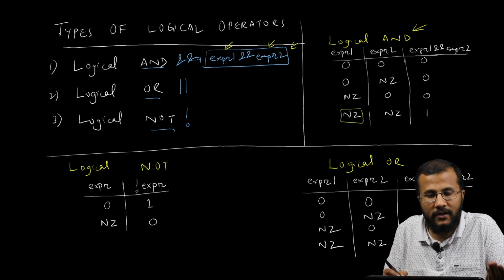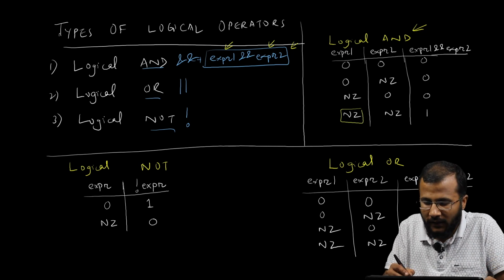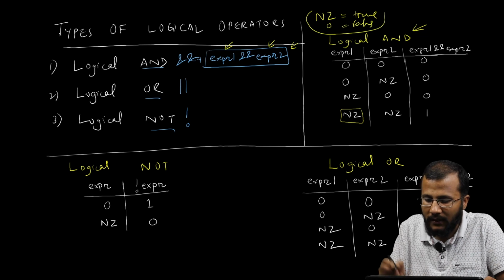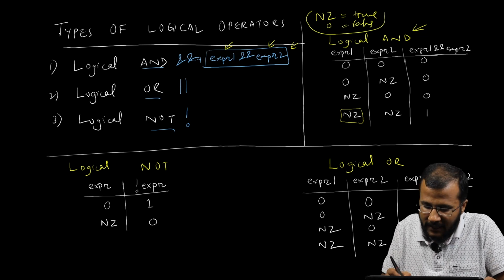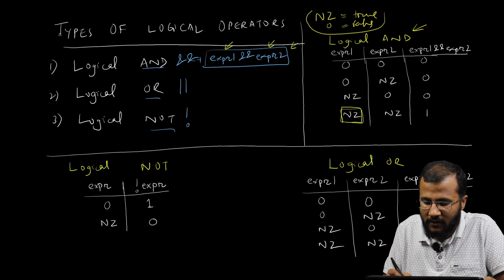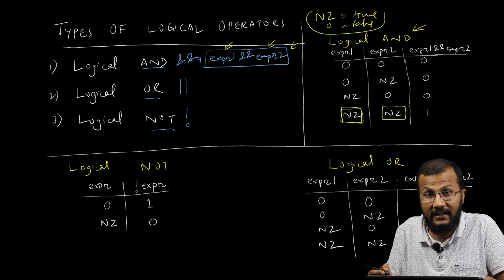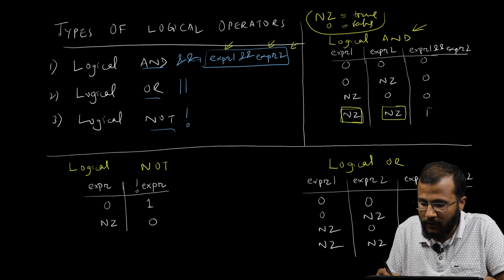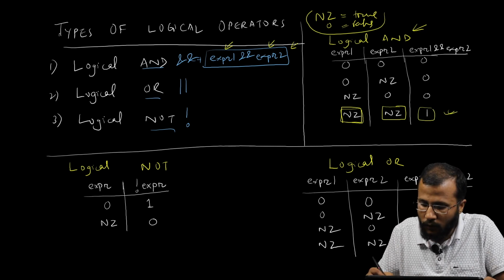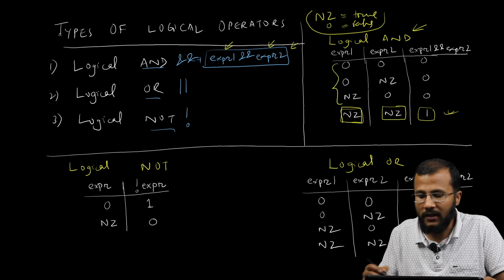Non-zero value is true in C. We have already noted down NZ is non-zero. A non-zero value is as good as a true value in C, and 0 is a false value in C. You have to note down this one. Now if both the inputs, expression 1 is not 0, that is, it is true, and expression 2 is also non-zero, that is, it is true, then the output is true, that is 1. So this is how you do it. In all other cases, the output is false.